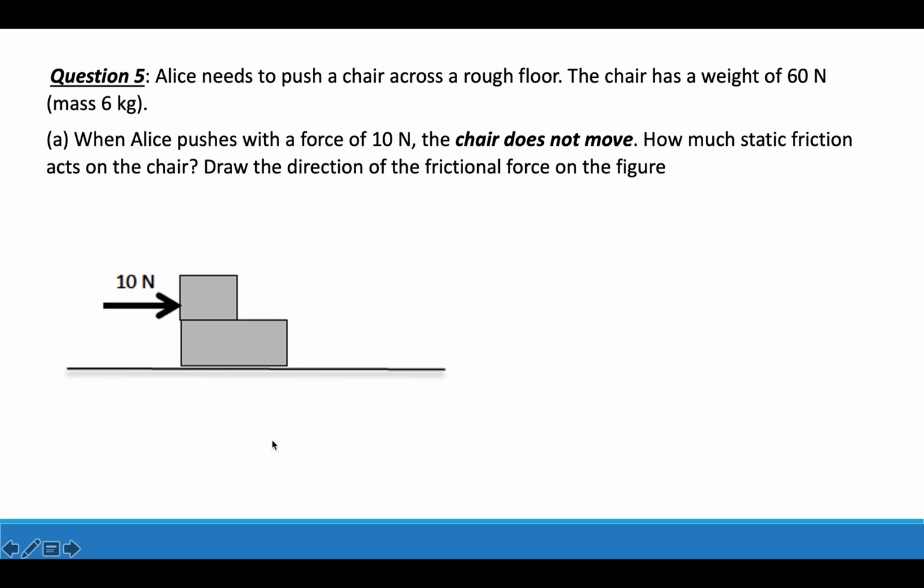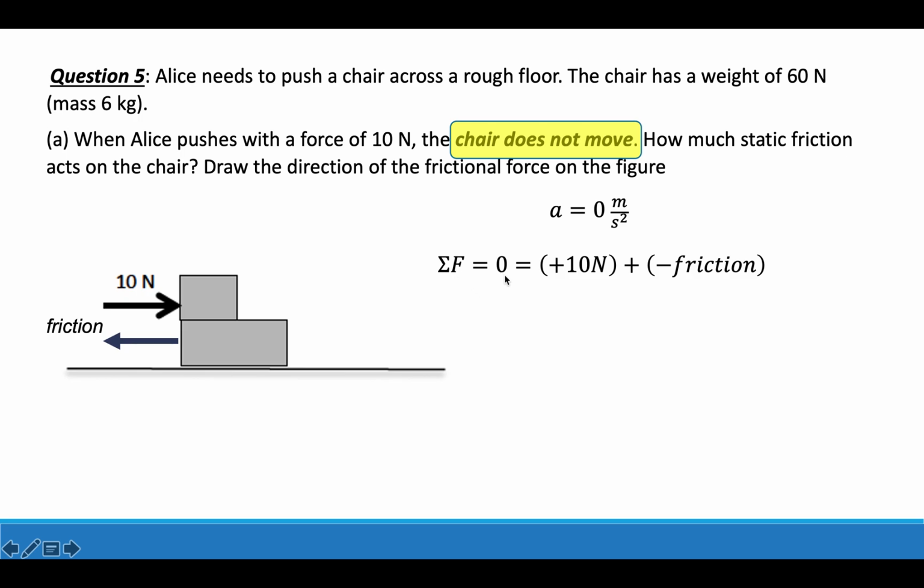So one of the key things here is that the chair does not move. The fact that the chair does not move means that there is no acceleration, and if there's no acceleration, the net force has to be equal to zero. So in order for there to be a net force of zero, the frictional force is going to have to be opposite the direction of the push, which is always going to be the case in terms of the relative motion direction. So whatever direction the object would tend to move, the frictional force would be opposite to that direction in terms of the sliding surfaces.